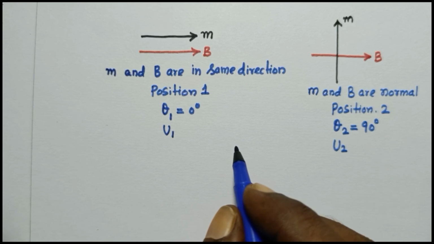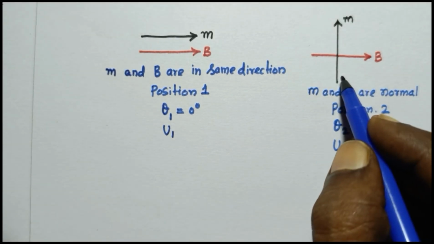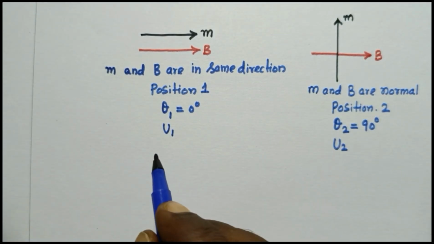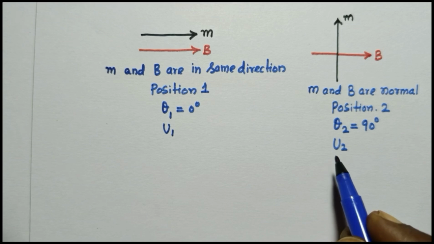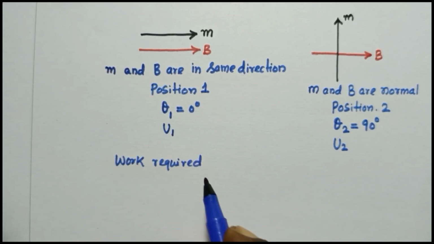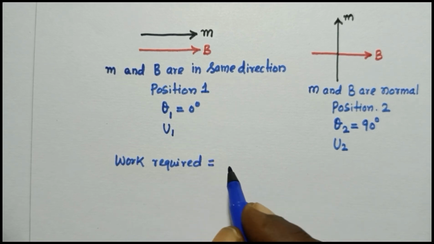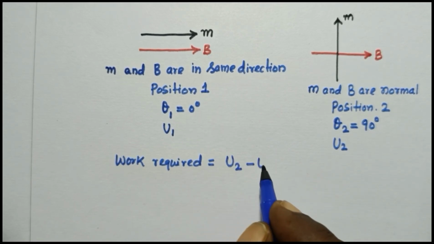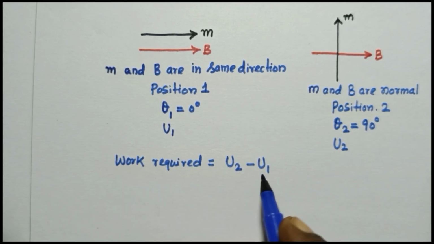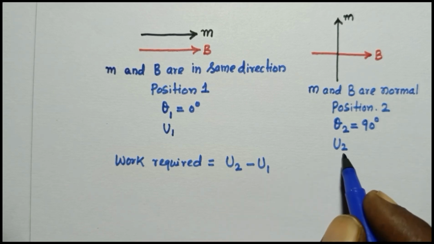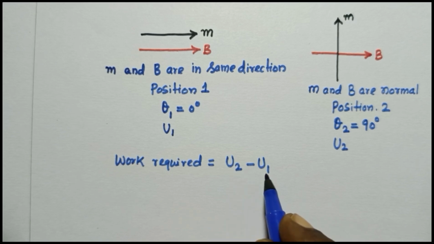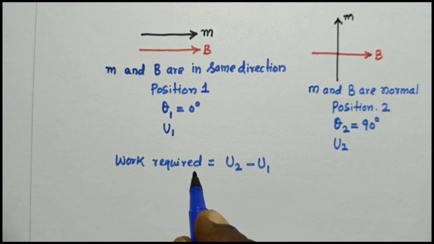So what is asked? We have to find the work required by the torque to turn the magnet normal to B. The amount of work is calculated by finding the difference between the potential energy. So the amount of work required can be calculated by finding the potential energy difference between these two positions. So work required is equal to U2 minus U1. U2 is the potential energy in the second position. U1 is the potential energy in the first position. The difference in the potential energy is the work required by the torque.